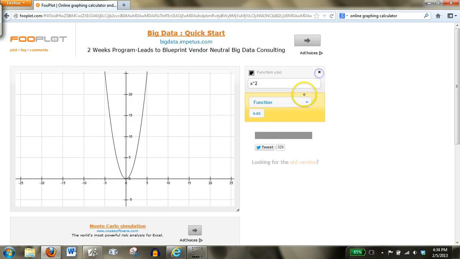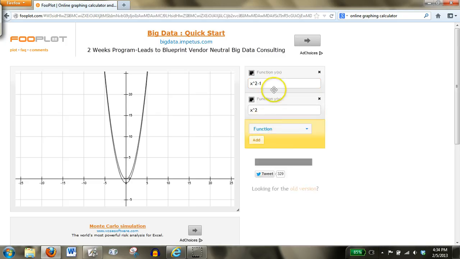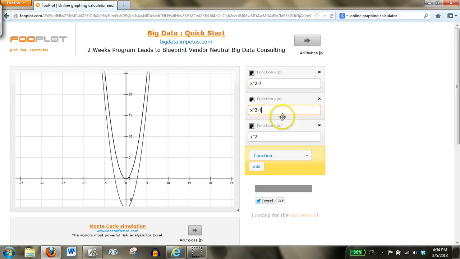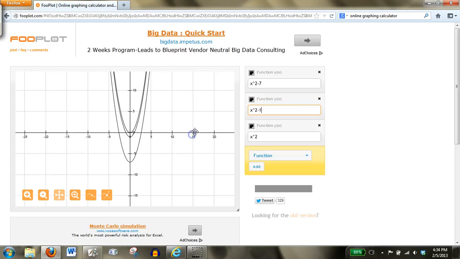Now what if I change these to negatives? Let's get rid of this one, let's take our parent graph again, and let's say we made c a negative number, so x squared minus 1. Notice how the graph shifts. Whoops, sorry guys, I keep doing this. There's our parent graph, minus 1, add it. Let's add another one, x squared minus 7. And let's put this one back in. Okay. Sorry about that, I keep hitting the wrong buttons.